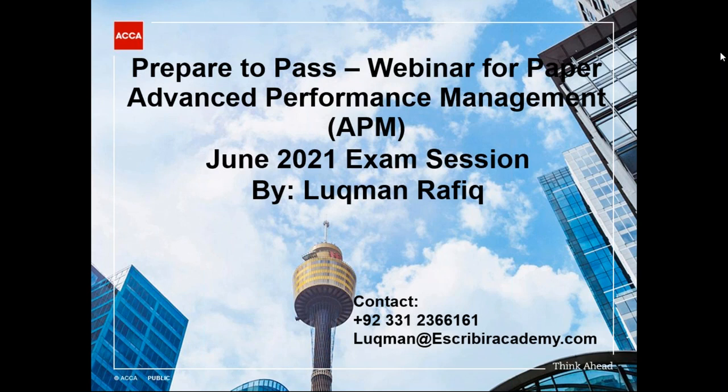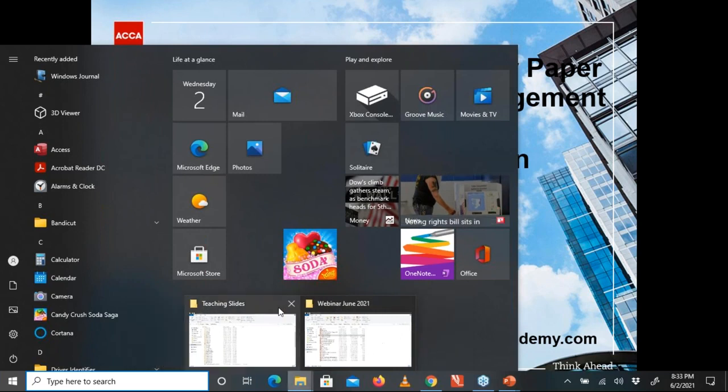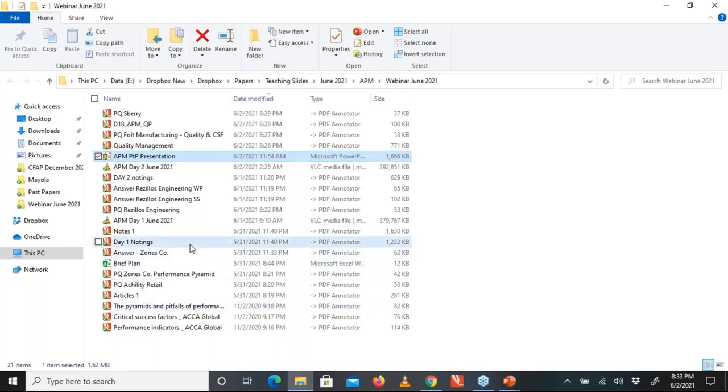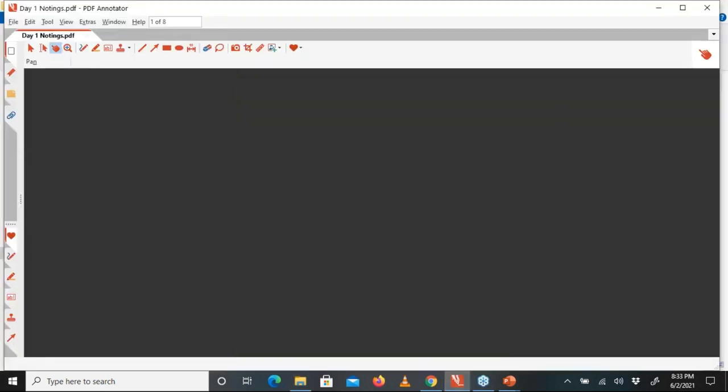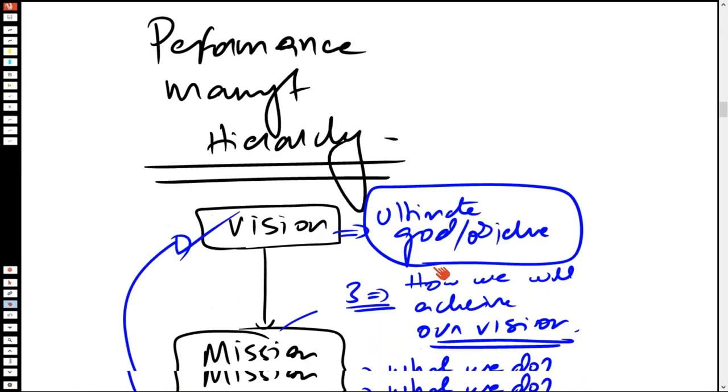We have had 2 good days of this APM webinar, and during the last 2 days we have discussed multiple aspects. On the first day, we went through the areas of performance. We went through the basic concepts of performance management. In addition to that, we went through the different types of business models that included the building block model, the balanced scorecard, and the performance pyramid. So we went through all of them.